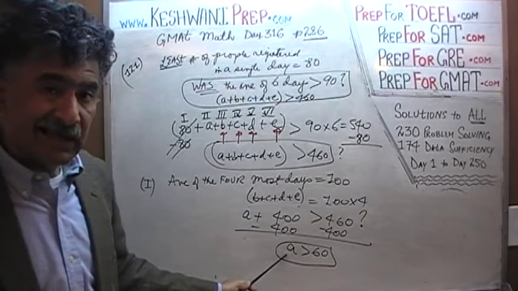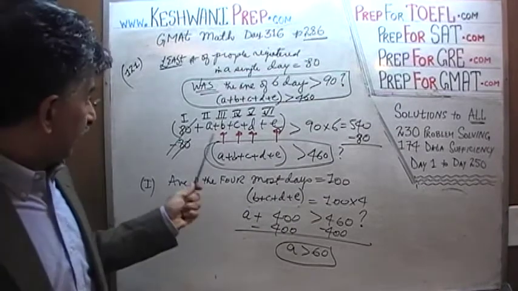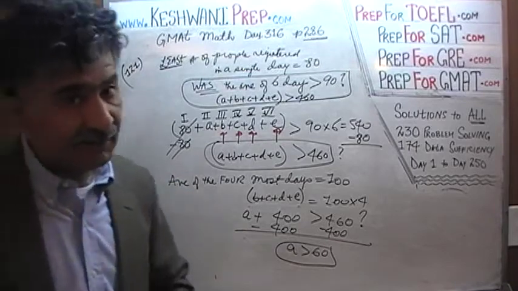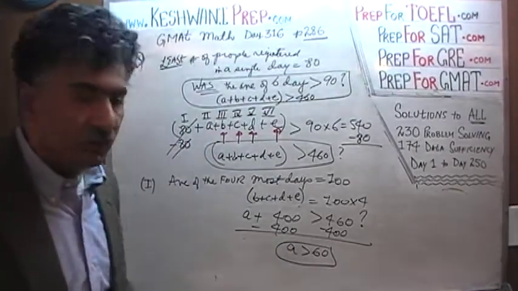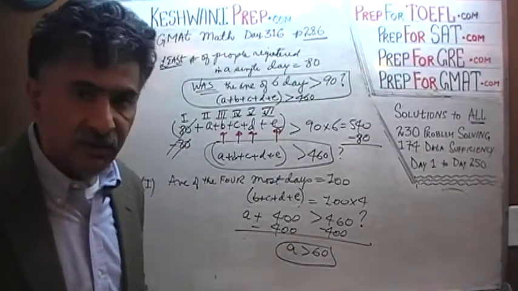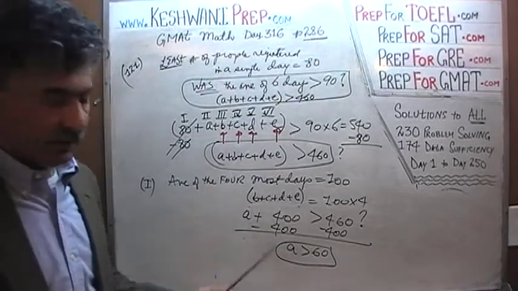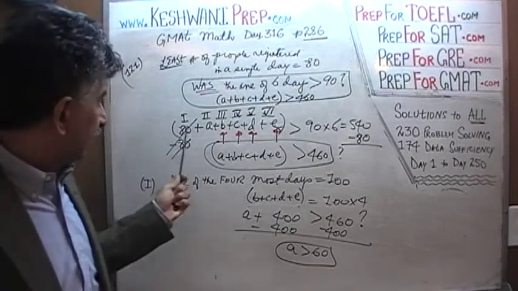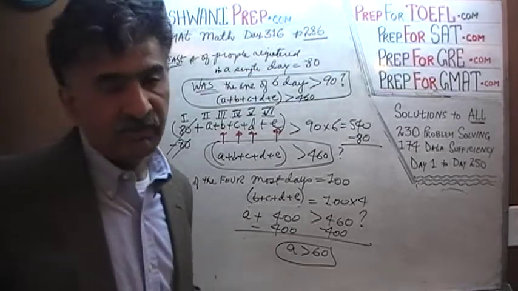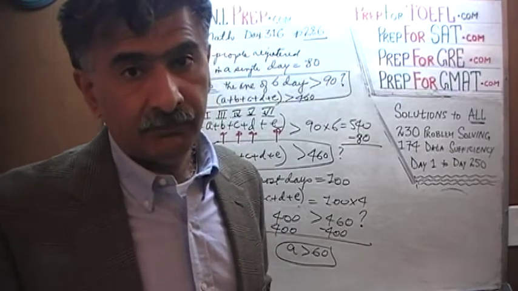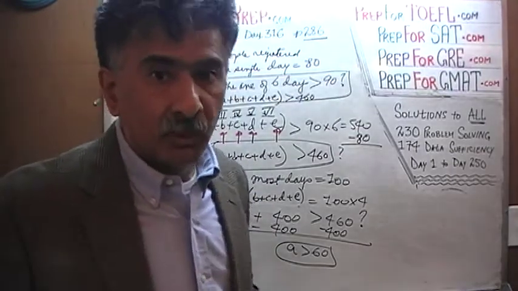A is the second least popular day. The least popular day was 80. We don't know what A is, but A has got to be at least 81. Of course, A is more than 60, because A, the way we arranged our work here, is the second least popular day. The least popular day hit 80. Therefore, A, by definition, would have to be more than 60. As a matter of fact, it is more than 80. The first statement by itself is quite sufficient.